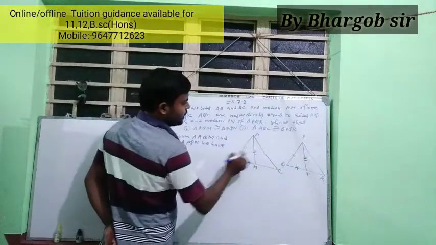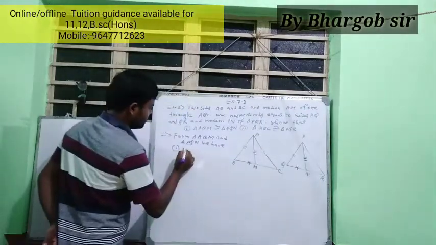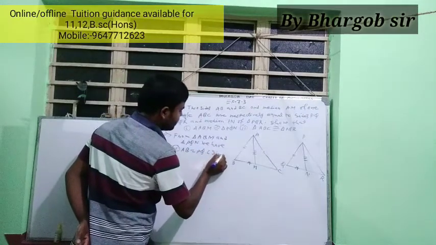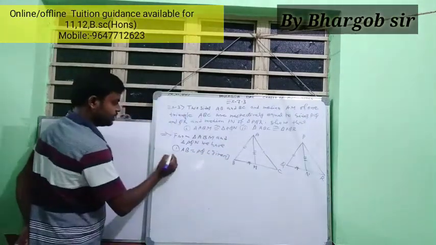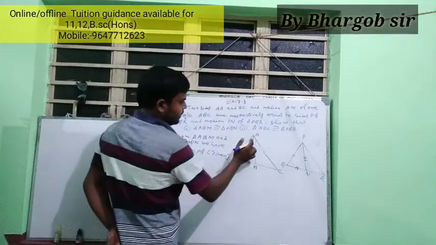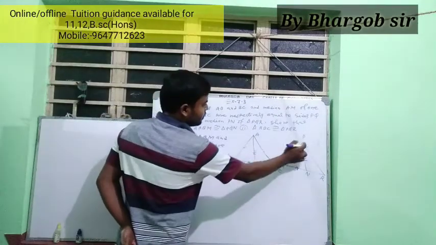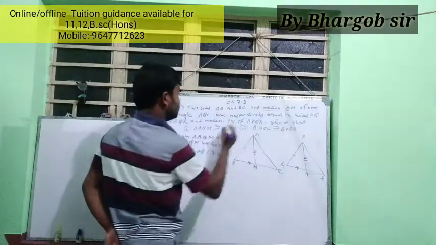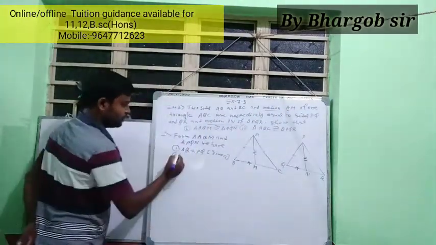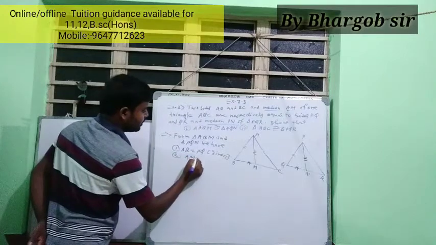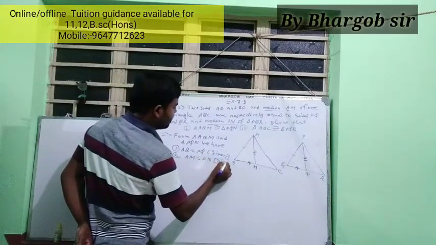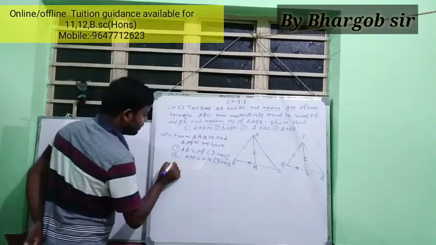Suppose AB equal to PQ, given. Number 2: this median AM is equal to this median PN, given. Median AM equal to median PN. So AM equal to PN, given. No problem. Number 3.